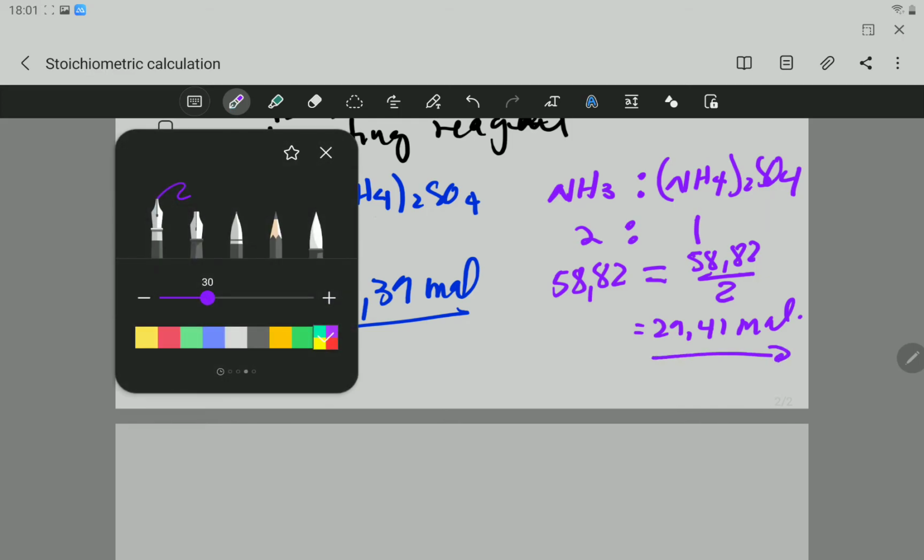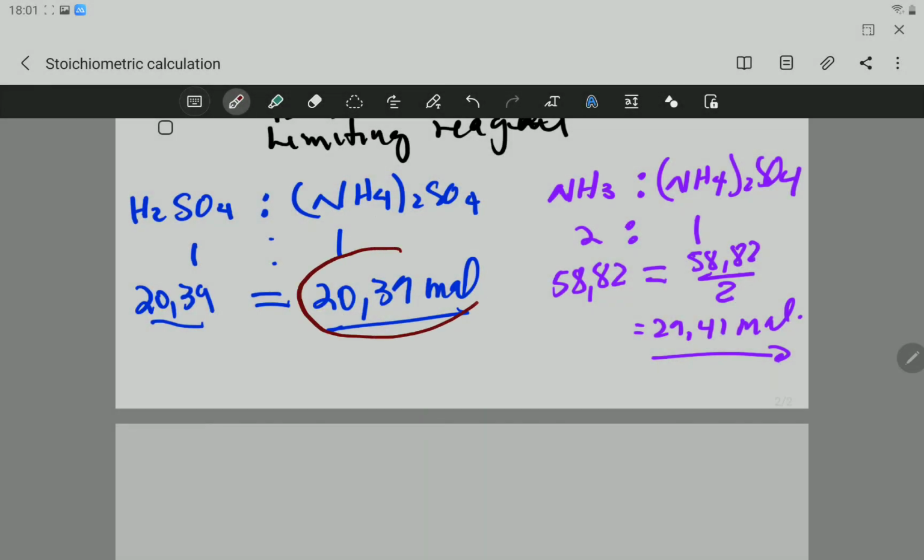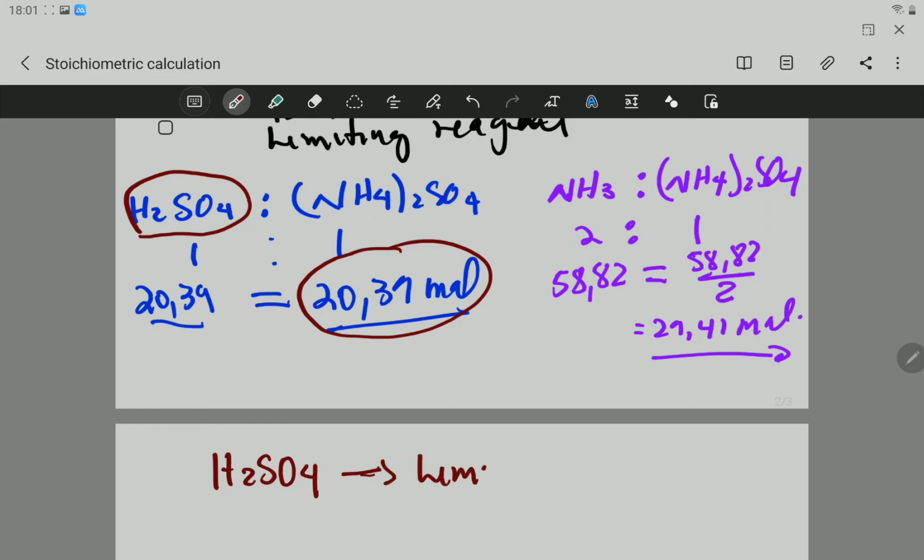Okay, first you can see clearly that it will be the ammonia. This one is less than 29.41. So sulfuric acid, therefore, is going to be the limiting reagent. H2SO4 is the limiting reagent. It will finish first, okay, because it gives you less amount of the product.